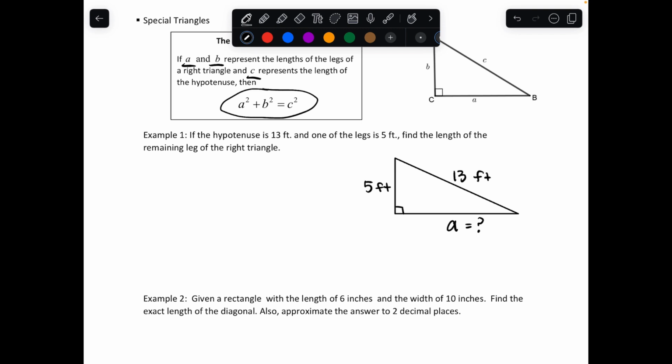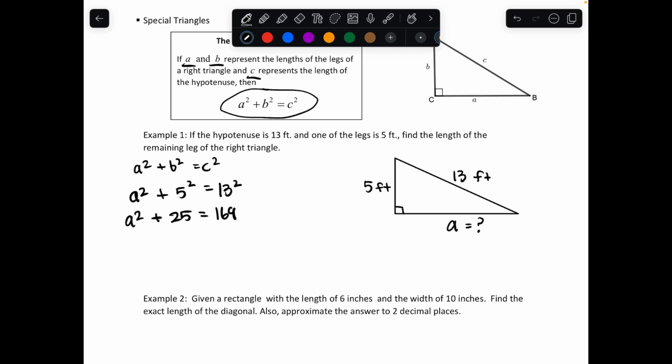So we know that A squared plus B squared is equal to C squared. So let's go ahead and plug in all the things that we know. So rewriting our formula, we have A squared plus B squared is equal to C squared. Now I don't know what A is, so I'm just going to leave it as A squared, but I do know what B is. B is 5, so I know that this is 5 squared. And then C is 13, so this is 13 squared. Solving that out, we have A squared plus 25 is equal to 169.